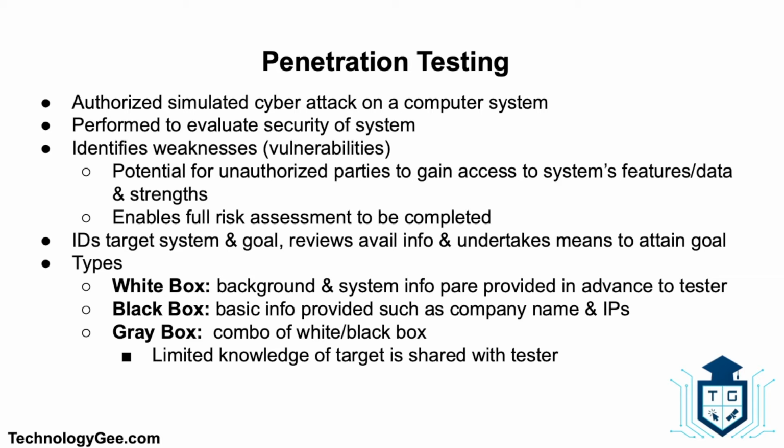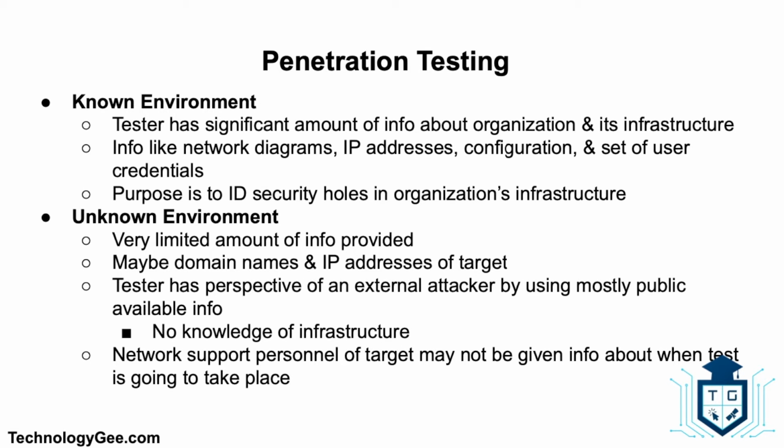The process typically identifies the target systems and a particular goal, then reviews available information and undertakes various means to attain that goal. A penetration test target may be what is called a white box, which is where background and system information are provided in advance to the tester, or it could be a black box, which means only basic information, if any, other than the company name is provided. A gray box penetration test is a combination of the two, where limited knowledge of the target is shared with the auditor. A penetration test can help identify system vulnerabilities to attack and estimate how vulnerable the system actually is. So when it comes to penetration testing, the terms that you need to be familiar with to pass the CompTIA Security Plus 601 certification exam are the following.